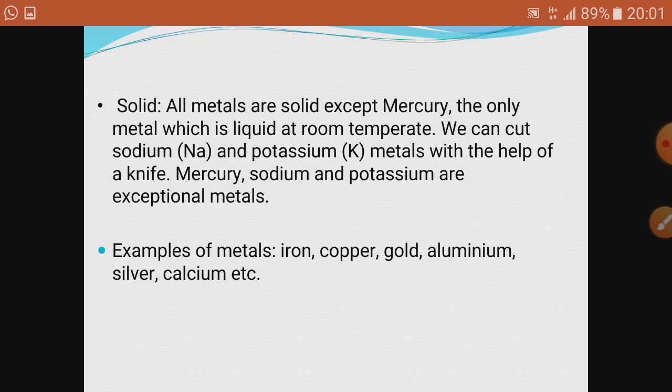Then examples of metals. You have seen n number of metals in the periodic table. The periodic table is full of metals, but a few examples have been cited here like iron, copper, gold, aluminium, silver and calcium.